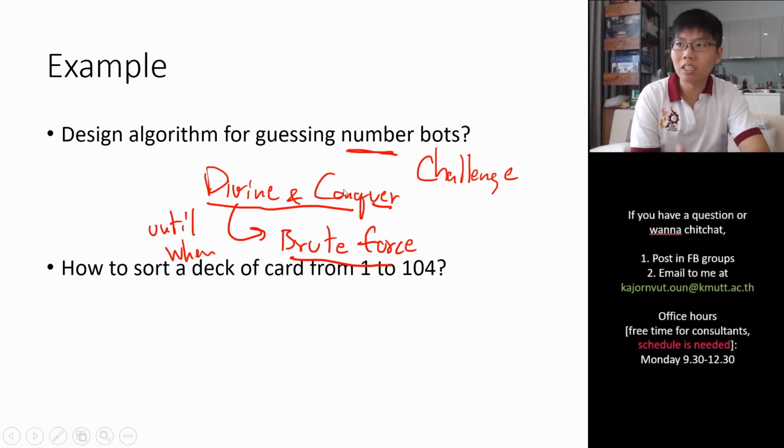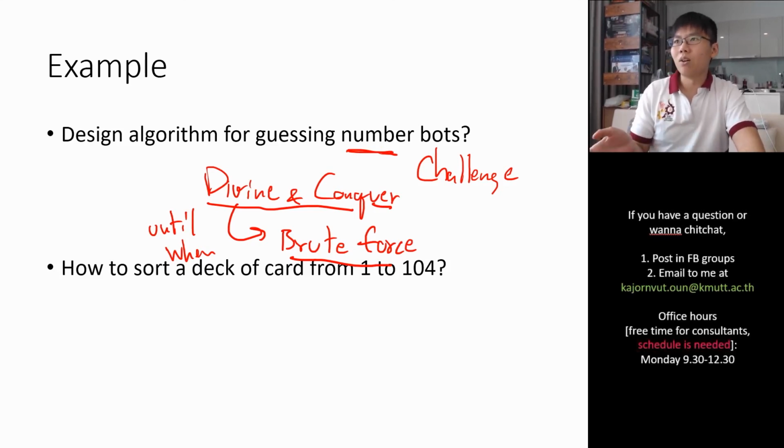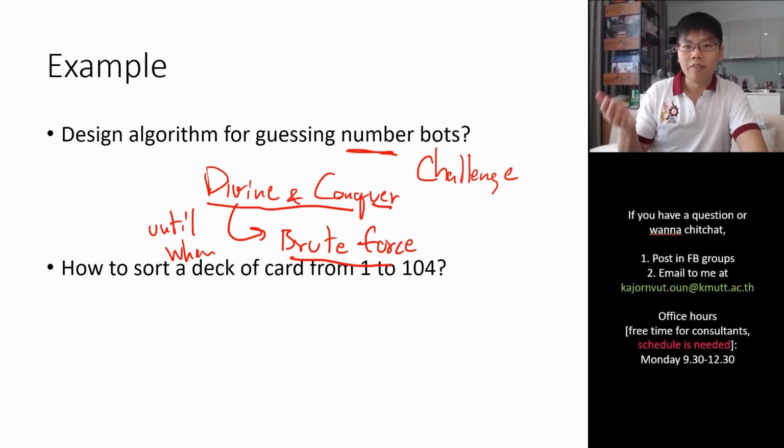Also, another question is sorting the cards in a deck. If you have any ideas about it, you can write down the algorithm that you design in the comments as well, and I will make a video to review it later on. Okay, that's it for this episode.